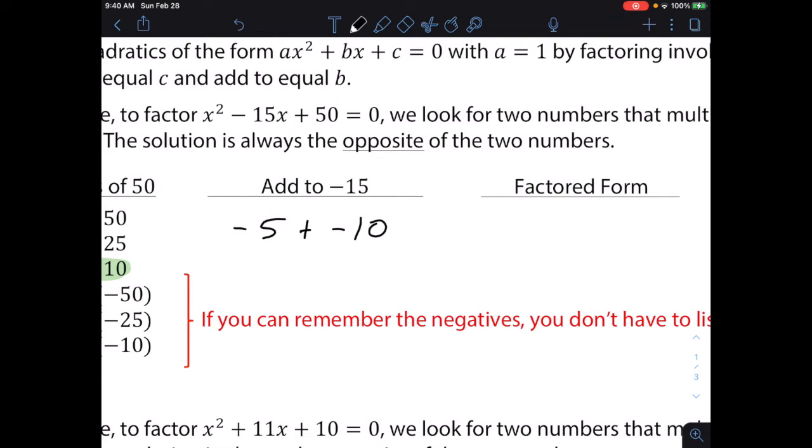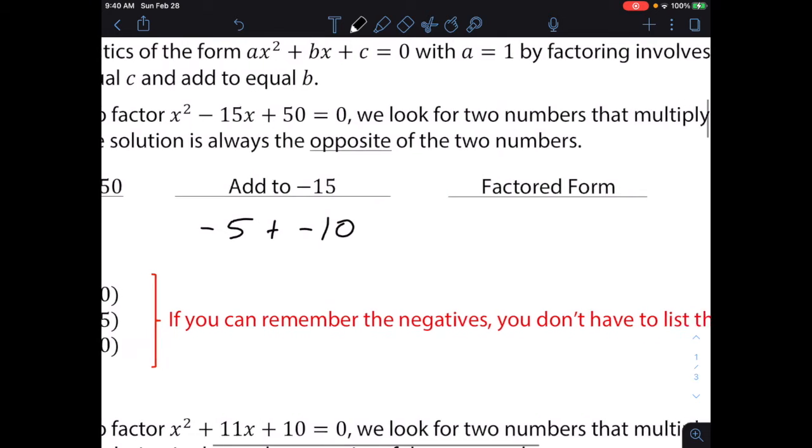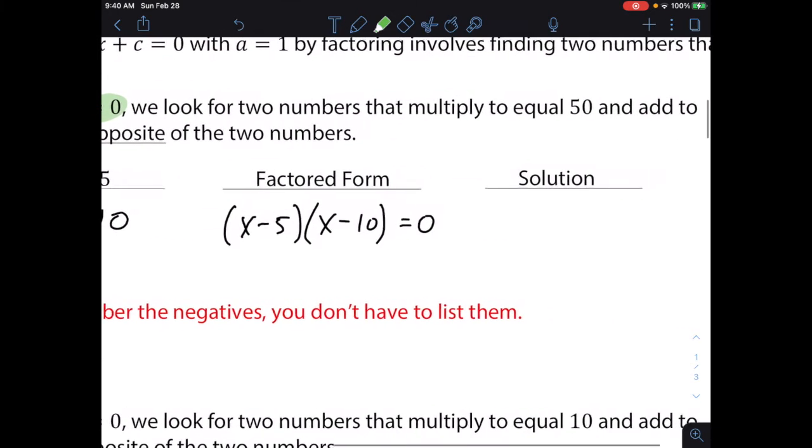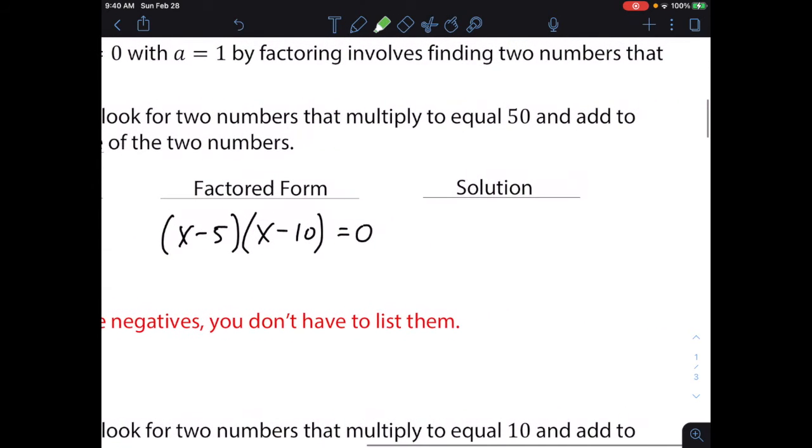And so the factored form is going to look slightly different than what we've done in the past. We're still going to make two binomials where we have x minus 5, x minus 10, but we have to add that equals 0 because if you look back up here in our original equation, it says equals 0. So we want to make sure we bring that along. We want to make sure we have an equation, basically. All right, and then the solution is whatever makes this equation true.